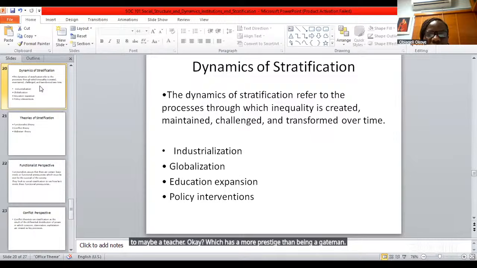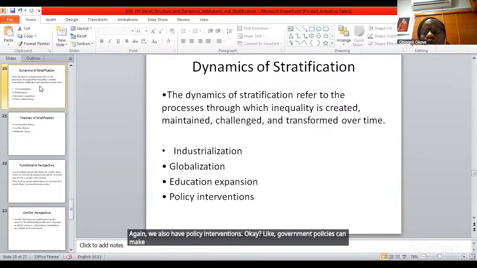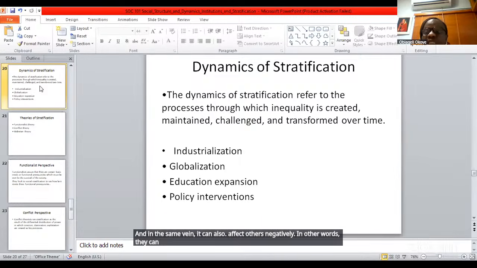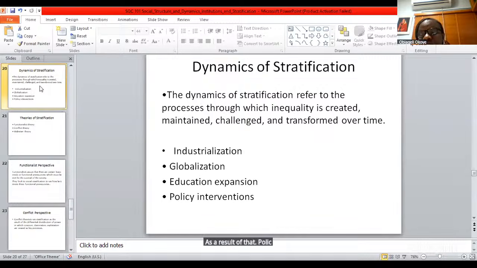Again, we also have policy interventions, like government policies that can make some people lose their status, and it can also favor some people. It can make them move from one status to the other, enabling upward mobility, and in the same vein, it can also affect others negatively. In other words, they can equally be demoted as a result of a policy intervention. Okay?